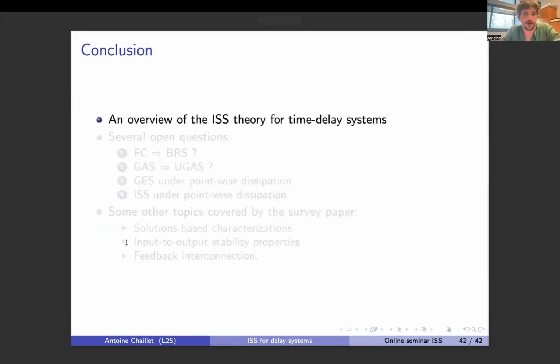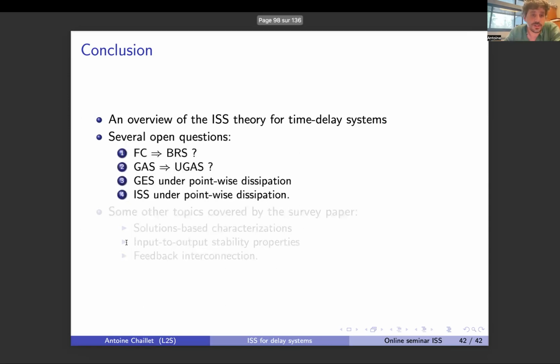And maybe a word to conclude. What I've shown you is an overview of the ISS theory for time delay systems. I believe it showed you that this is a mature topic with a lot of available tools, and yet several open questions which, according to me, deserve some more investigation: whether forward completeness implies the bounded reachable set property, whether GAS is necessarily uniform for time delay systems, and whether exponential stability or ISS can be ensured using only a pointwise dissipation.